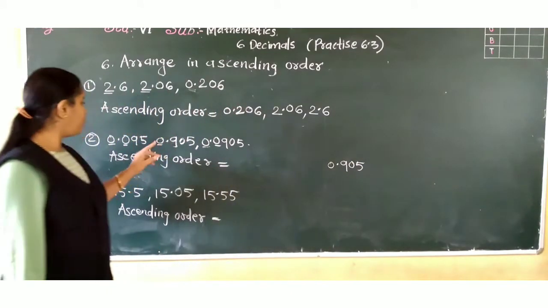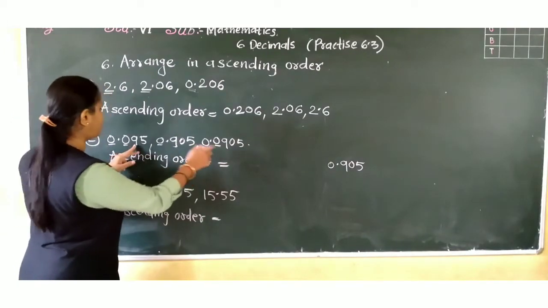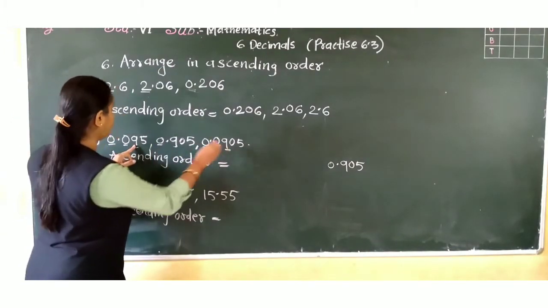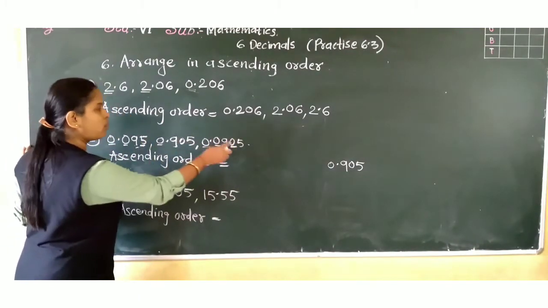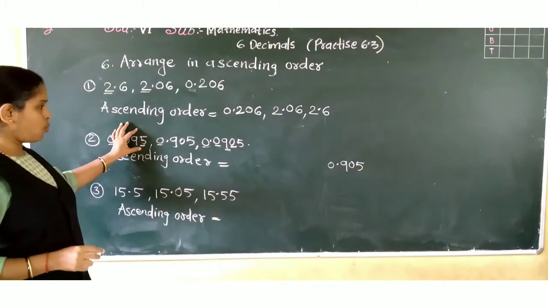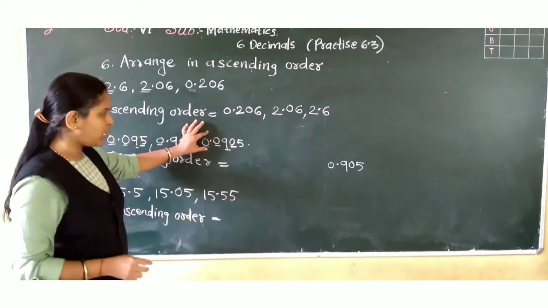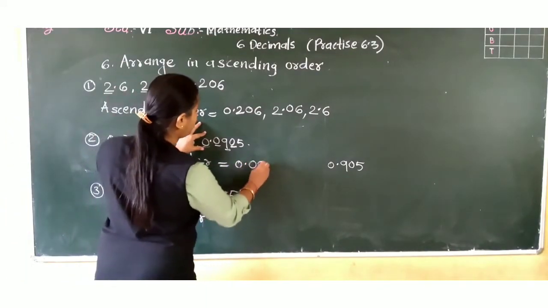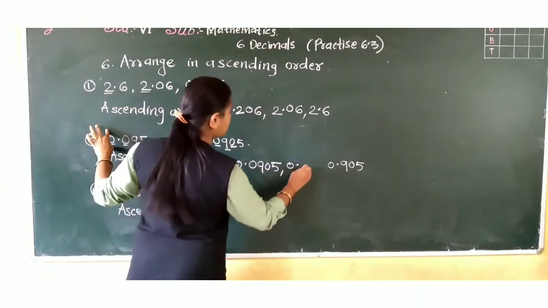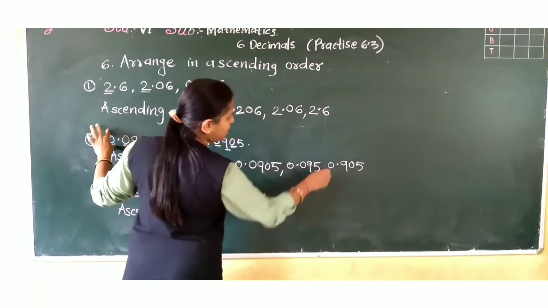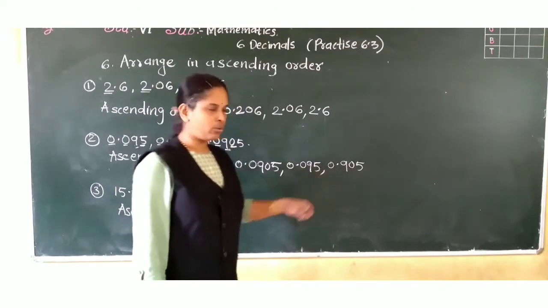Now, in this compare, which is smallest? Now this is 0, 0. After that, this 9, here 9. Correct? And here see 5 is there, here 0 is there. Now 5 is greater or 0 is greater? 5 is greater. So this is the smallest one. 0.0905 is the smallest, and this is the second one. 0.095 and this is the greatest. Okay, smallest to greatest we have to arrange.